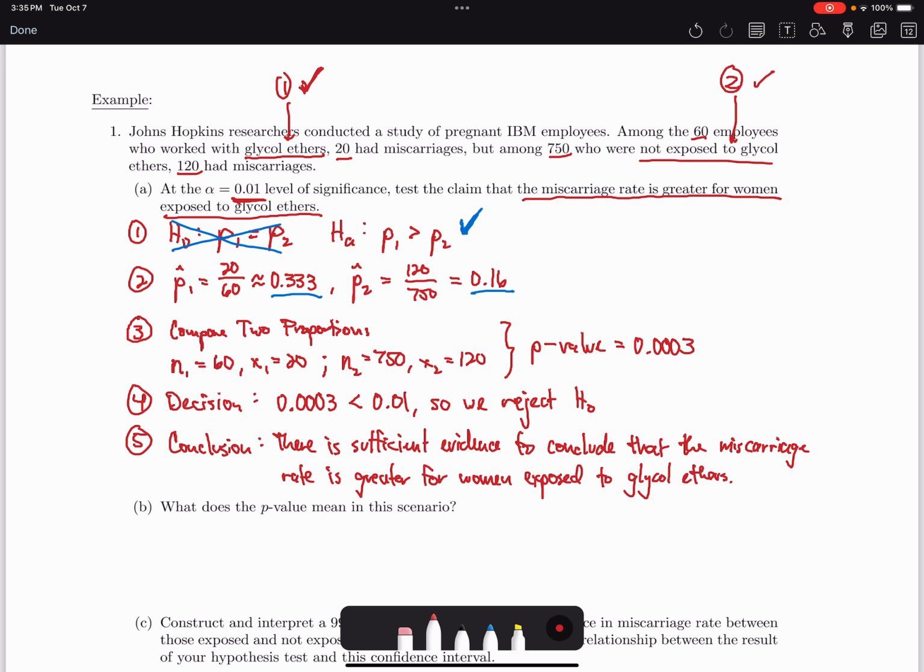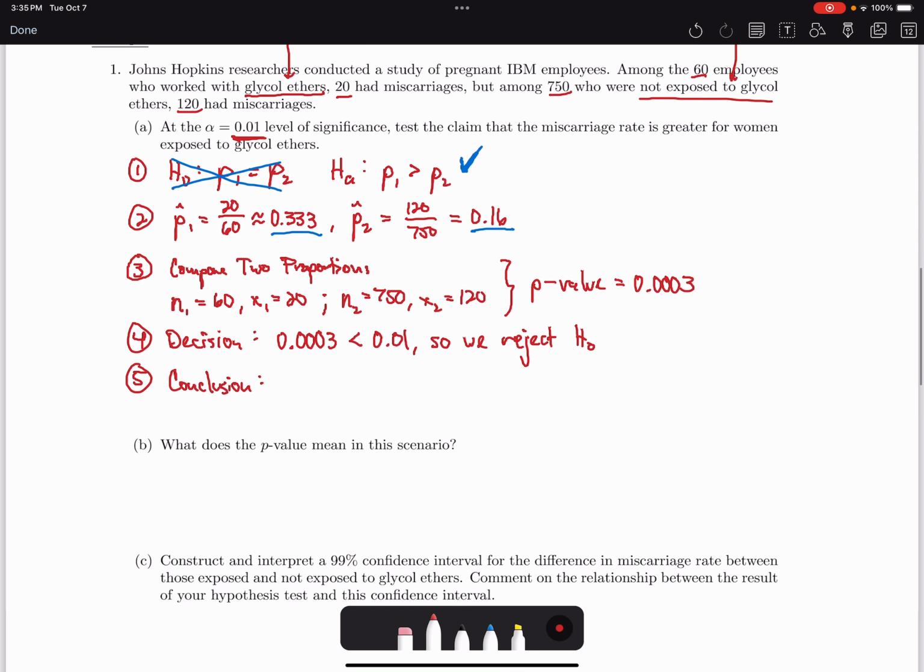Okay, and that's it, right? That's a two sample proportion test. As you can see, very similar to the one sample proportion test. And so hopefully by now this kind of thing is starting to feel like second nature to you. But let's answer some follow-up questions. Part B says, what does the p-value mean in this scenario?